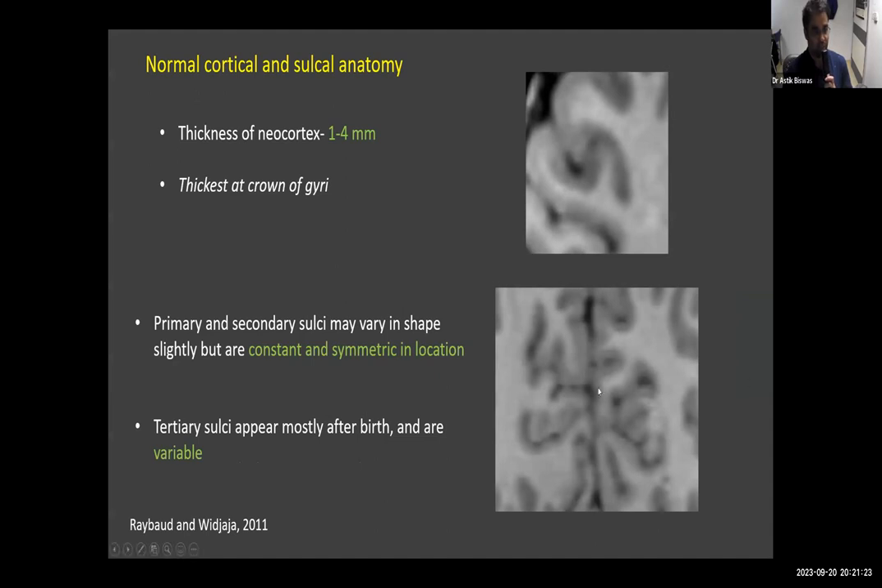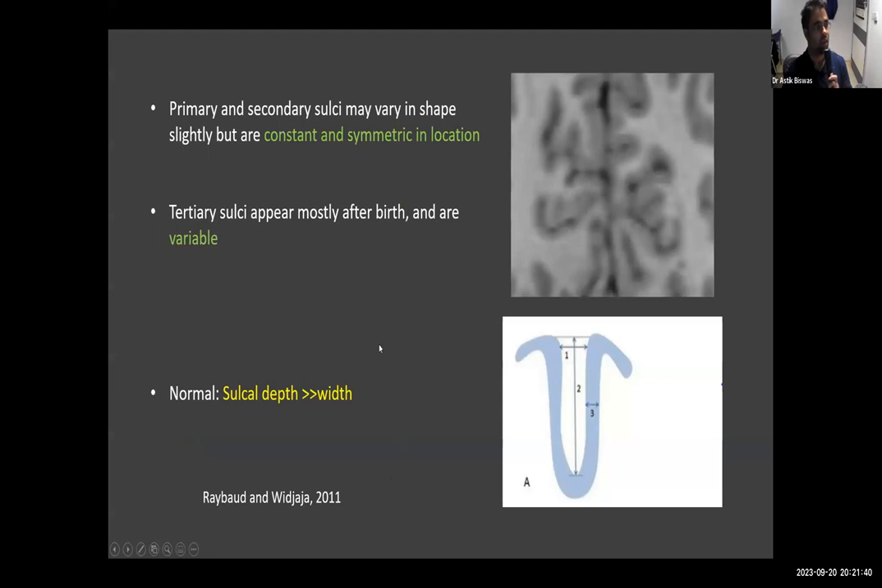Here we can see the parieto-occipital sulcus, again symmetric on both sides, and the calcarine sulci. This is the primary sulcus, this is the secondary sulcus, and then tertiary sulci are little branches that arise from these, and these are extremely variable. Normally the sulcal depth is much greater than the sulcal width, and this is an important concept when we are looking at some cases of simplified gyral pattern.